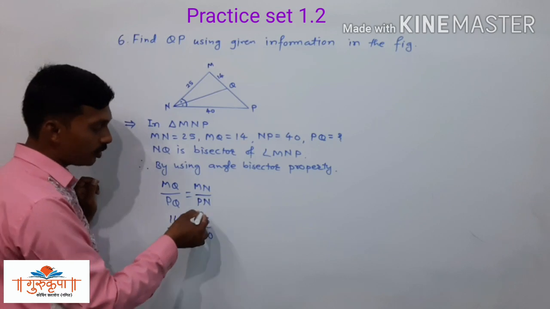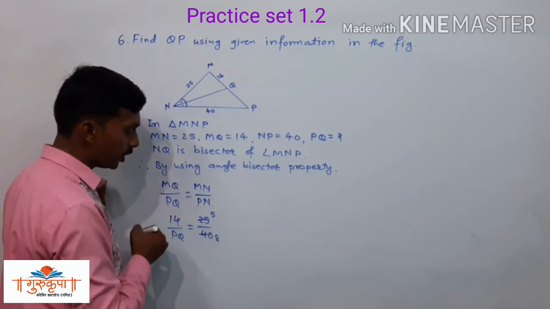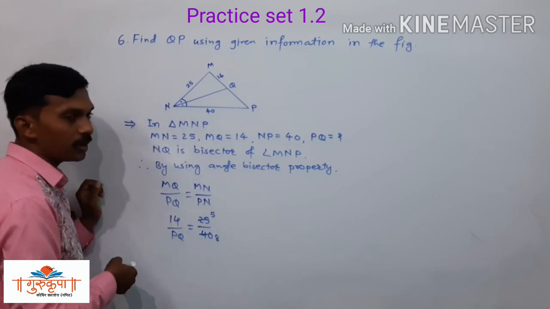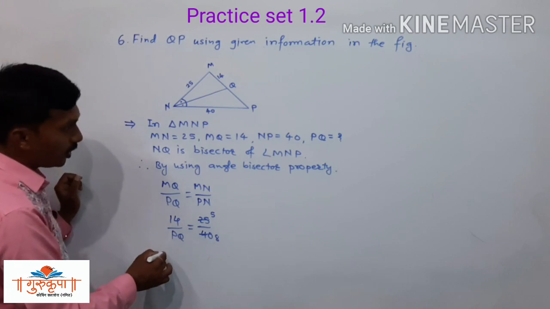We can divide both numerator and denominator by 5. This is 5 5s are 25, 5 8s are 40. Now taking cross multiplication, we will get the value of PQ. So this is 5 multiplied by PQ.